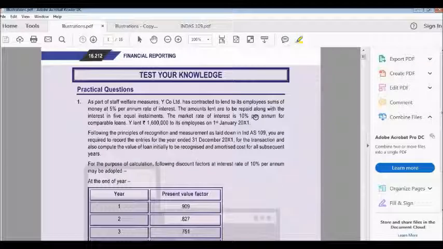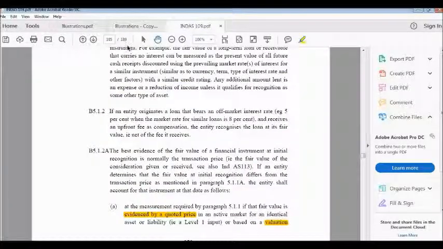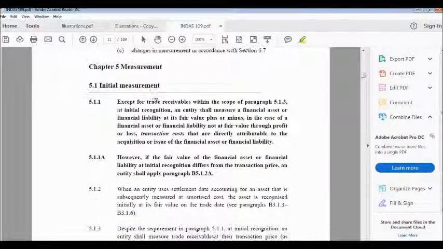In this loan, as you can see, the company is giving a 5% interest rate loan to its employees, but in actual fact the market rate of interest is 10%. So you can now imagine that 16 lakh is not the fair value. As we have seen, you have to first calculate the fair value at initial recognition.